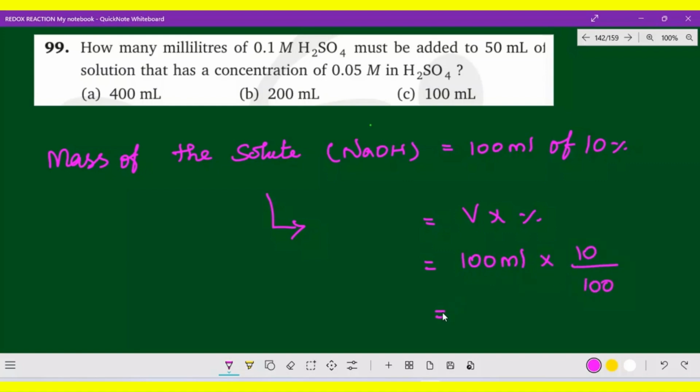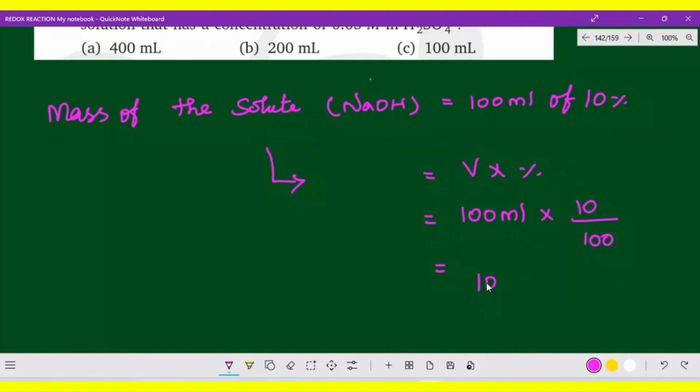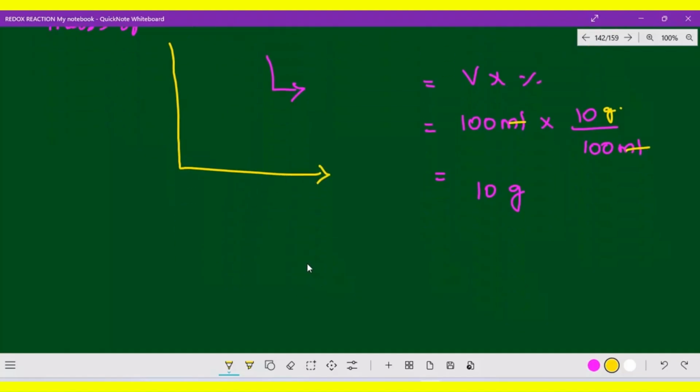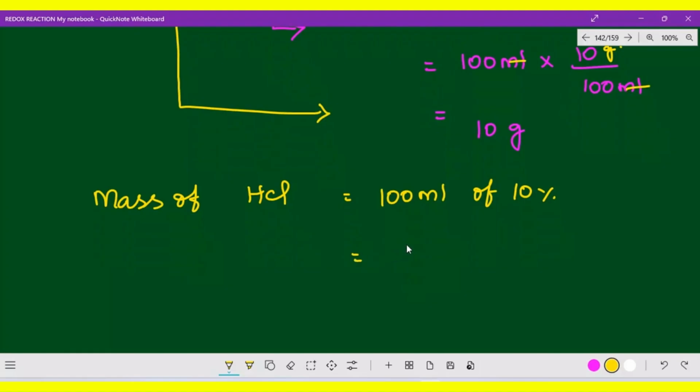Got it? So how much will you get? It is 10 grams only, because ml will be cancelled. So in 100 ml, 10 grams is mixed. That is 10%. So mass of the solute NaOH is 10 gram. Now the mass of HCl, the same idea. This also is 100 ml of 10%, so here also you will get 10 gram only. So the mass of HCl is also 10 gram.